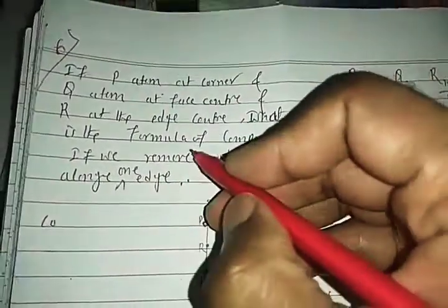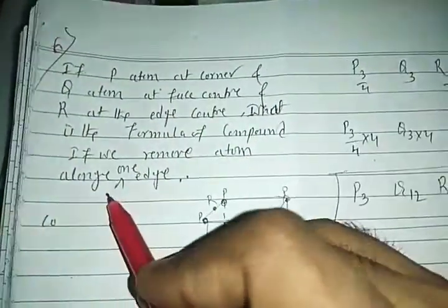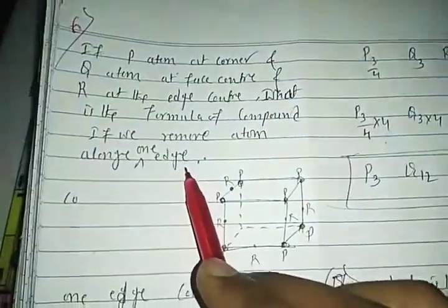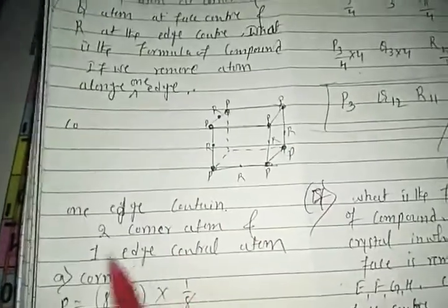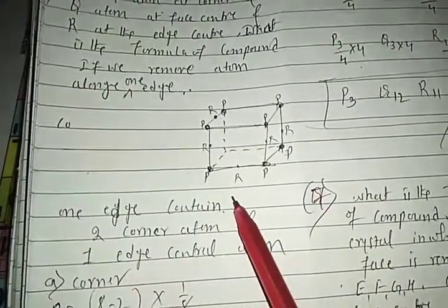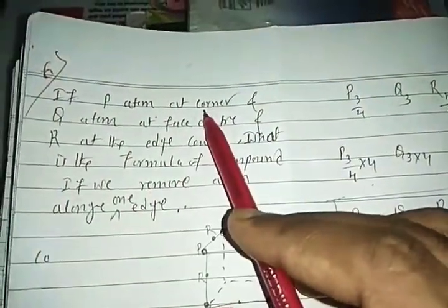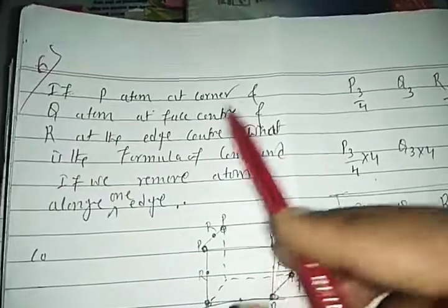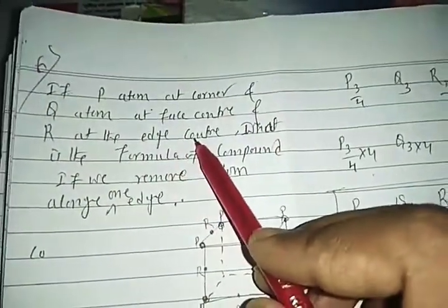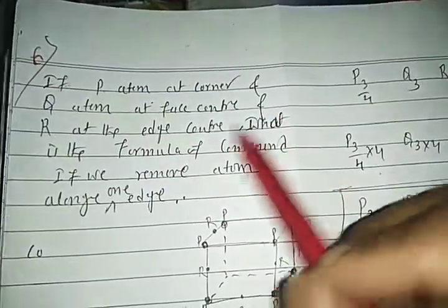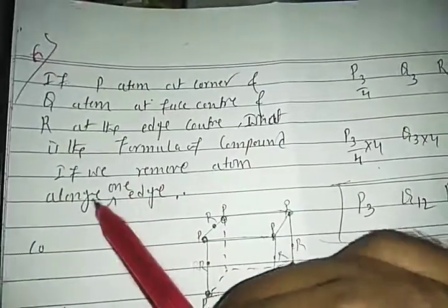We remove an atom along one edge. One edge contains two corner atoms. So, question, first you understand the question. P atoms at the corner, Q atoms at the face center, and R atoms at the edge center. What is the formula of the compound if we remove the atoms along one edge?